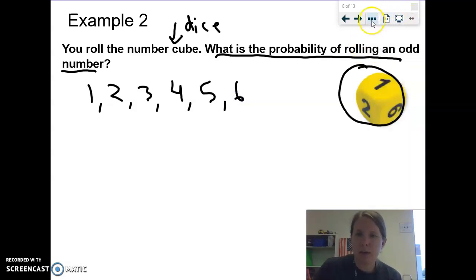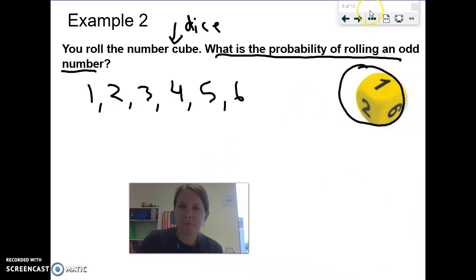Let me get a different color here. Doesn't like when I'm over here.